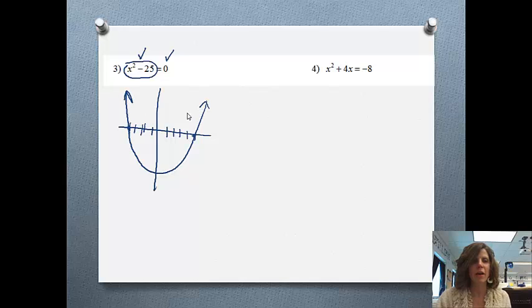And then it was nice that I graphed it, but I'm not done until I tell what x equals. So what does x equal? X equals 5, and x equals -5, because that's where the graph touches the x-axis.